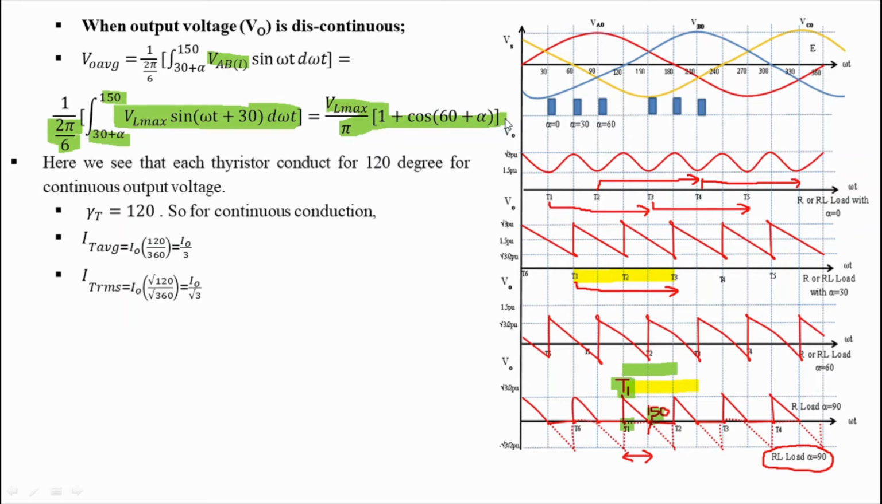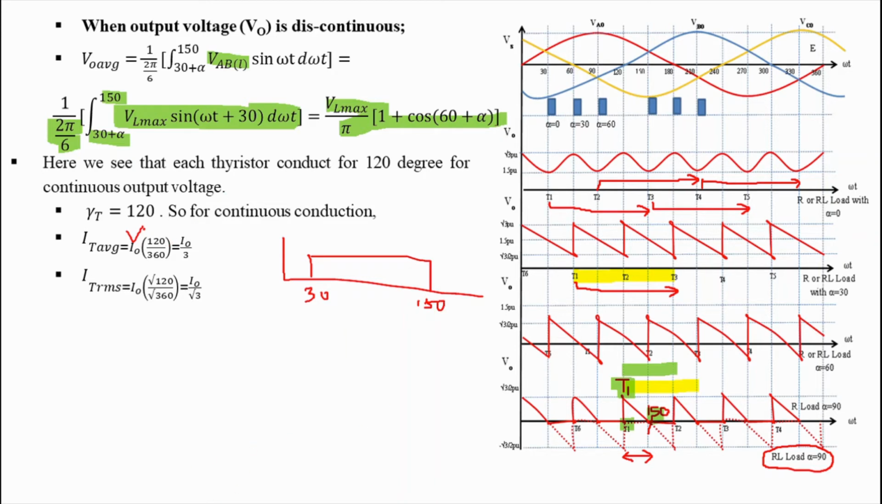Now we know that each thyristor conducts for 120 degree. It means current will flow through each thyristor for 120 degree only. So if we have to write the value of average current and RMS thyristor current for continuous conduction mode, then we can directly write it as conduction angle upon total time period into maximum value of current. So here maximum value of current is I naught and thyristor conducts for 120 degree. Suppose alpha is equal to 0, then thyristor will conduct from 30 degree to 150 degree. So here conduction period is 120 degree.